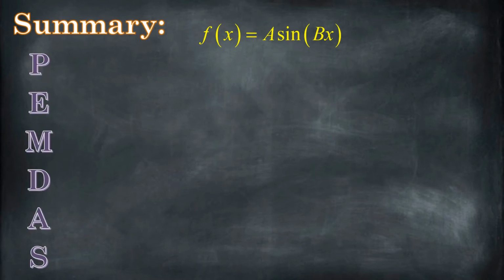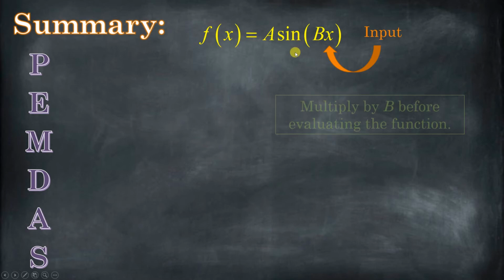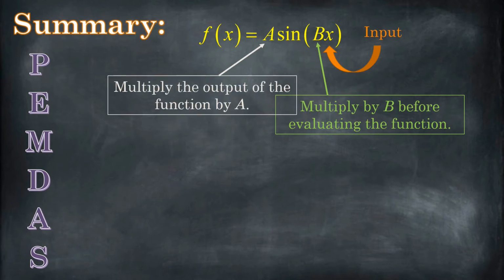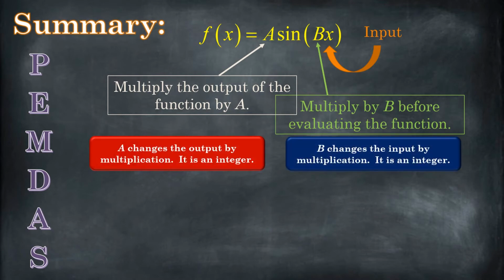So here's the deal, right? When you're graphing f of x equals a times the sine of bx, you really have to be careful of how the order of operations is working right here. X is the input. It's an angle for this trigonometric function. What the b is doing is multiplying. And so you have to multiply that input by b before you can do anything with a. So you multiply b times the input, evaluate the function, and whatever the output of the function is, you then multiply that by a. So, as we just said, b changes the input, a changes the output.